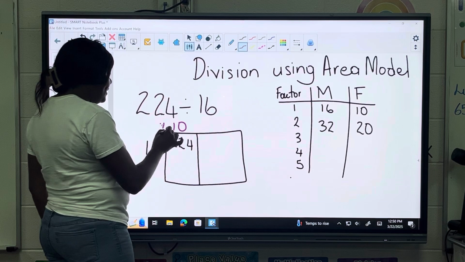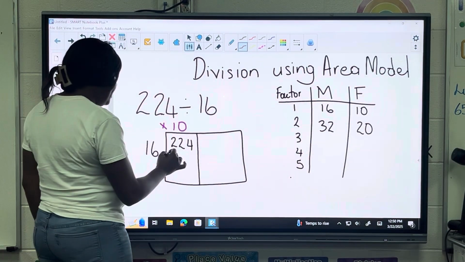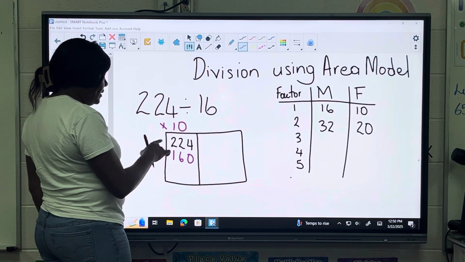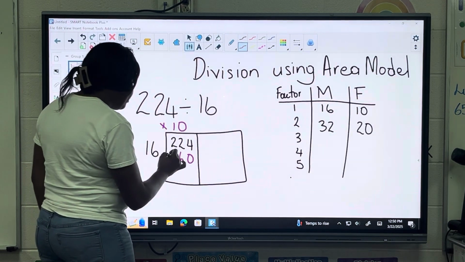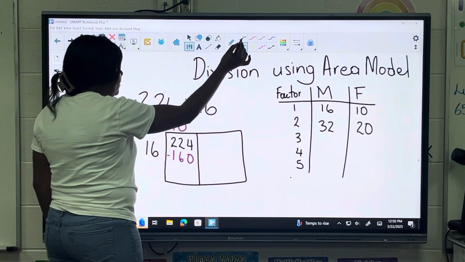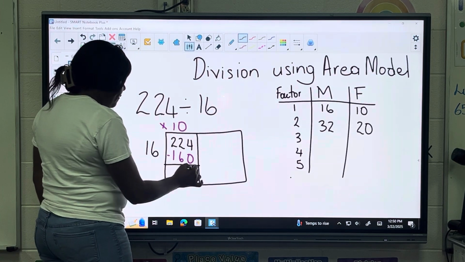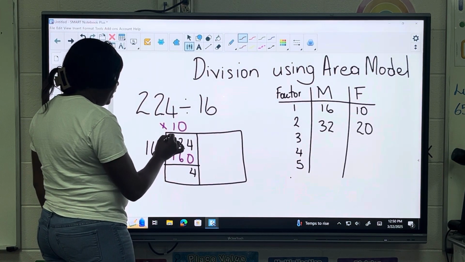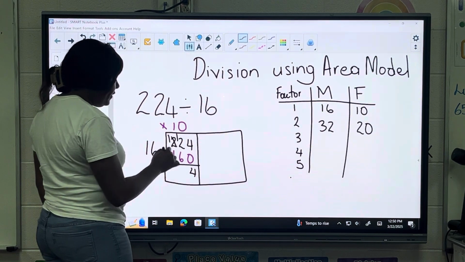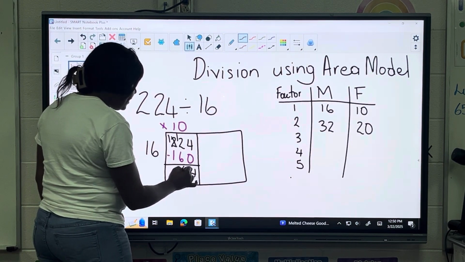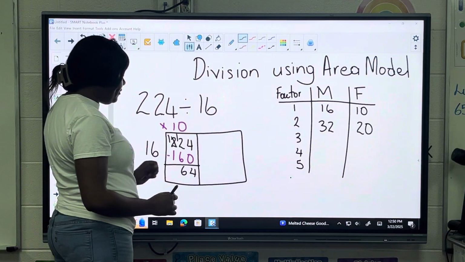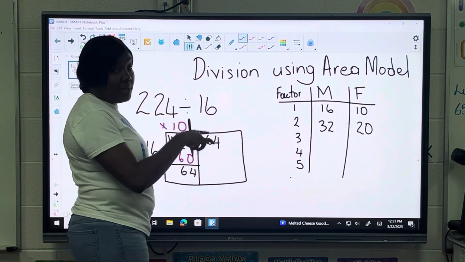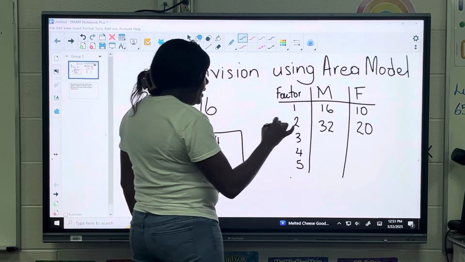Then I say 16 times 10 gives me 160. Because remember, I multiply 16 times 1 and I subtract. To subtract 6, I can't, so I go here, take 1, this becomes 12. 12 subtract 6 is 6. So now, boys and girls, I'm left with 64. I'm going to put my 64 right here, and I'm going to keep writing my multiples.